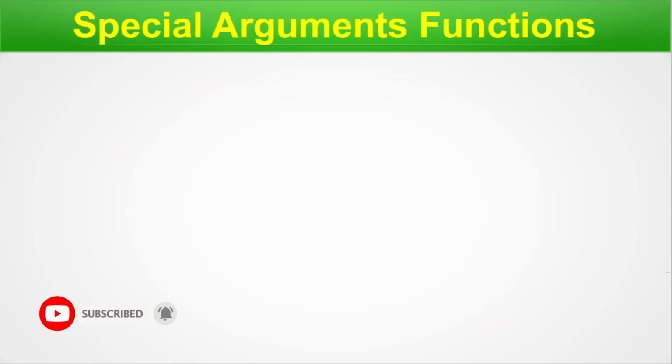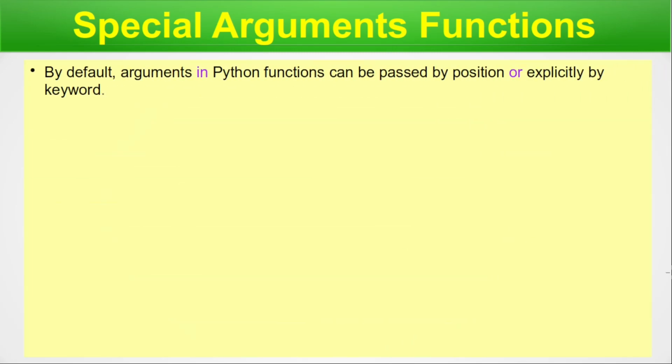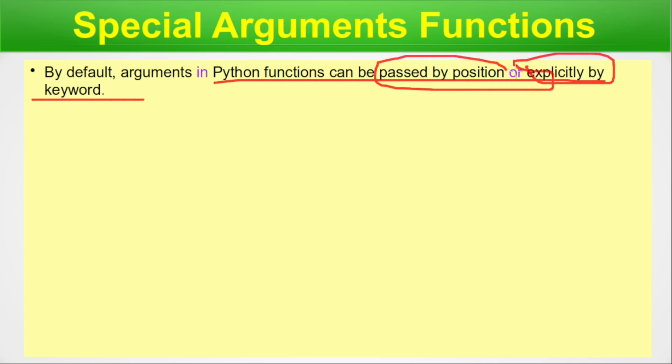Special argument function. So this is a discussion slide. We'll talk about the different arguments and their specialities in Python. So let us start our discussion. By default, the arguments in Python can be passed by position or explicitly by the keyword. Explicitly by the keyword, as we have seen in the previous code, and the position we also have seen in the last two examples.